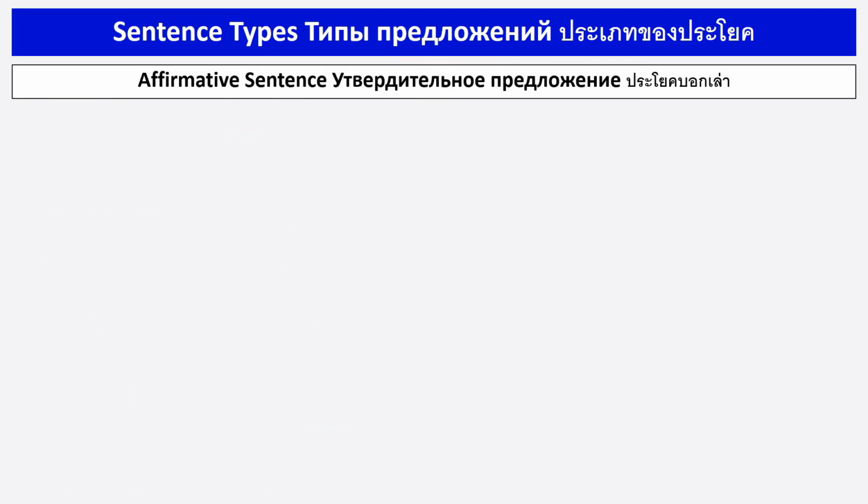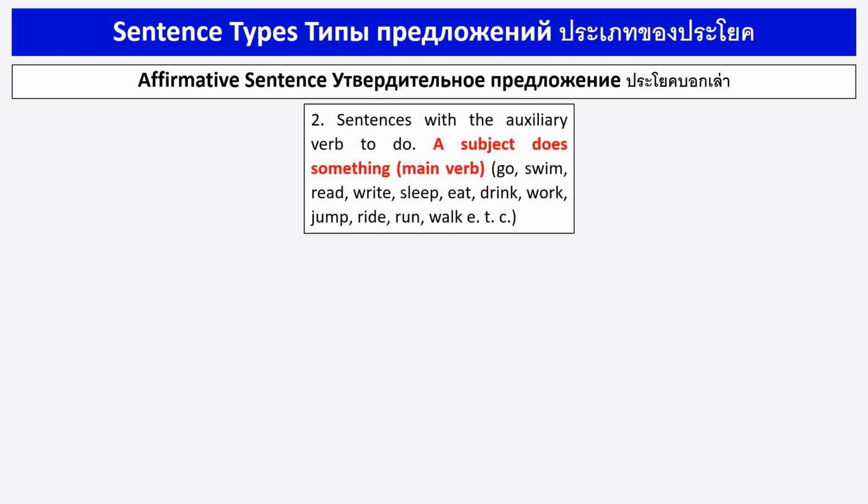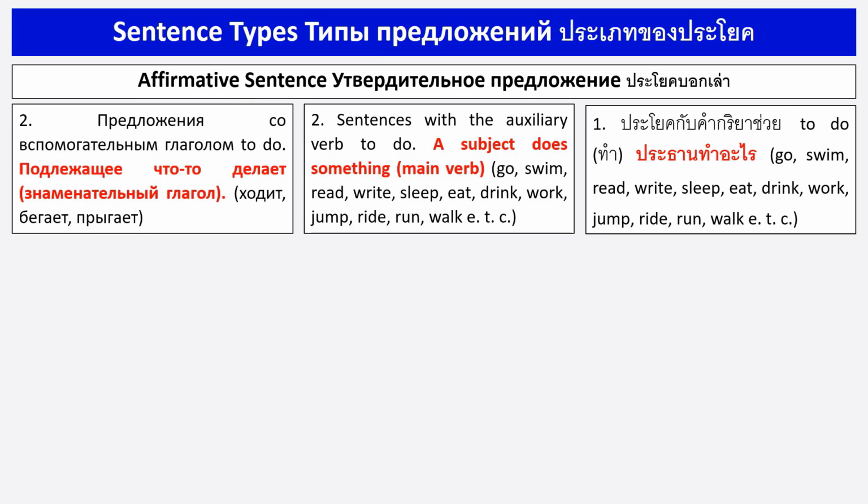Affirmative sentence. Two. Sentences with the auxiliary verb to do. A subject does something. Main verb: go, swim, read, write, sleep, eat, drink, work, jump, ride, walk, and so on.